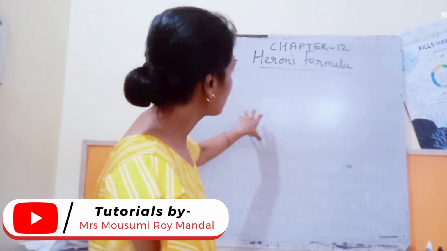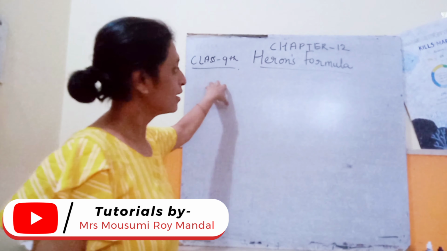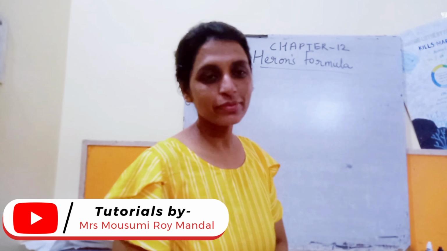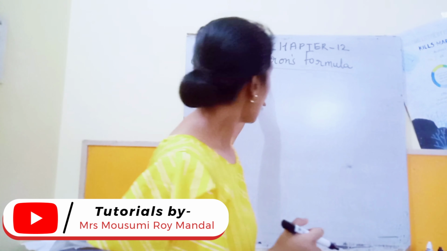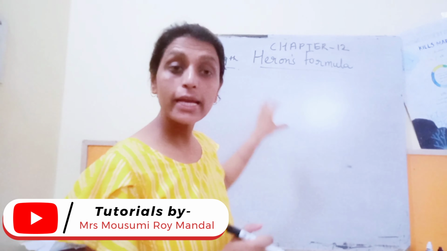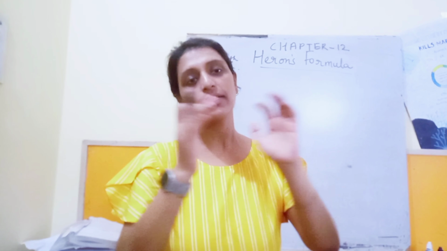This chapter is of class 9th, chapter 12. In this we are going to study how to find the area of a triangle when all the three sides are given.